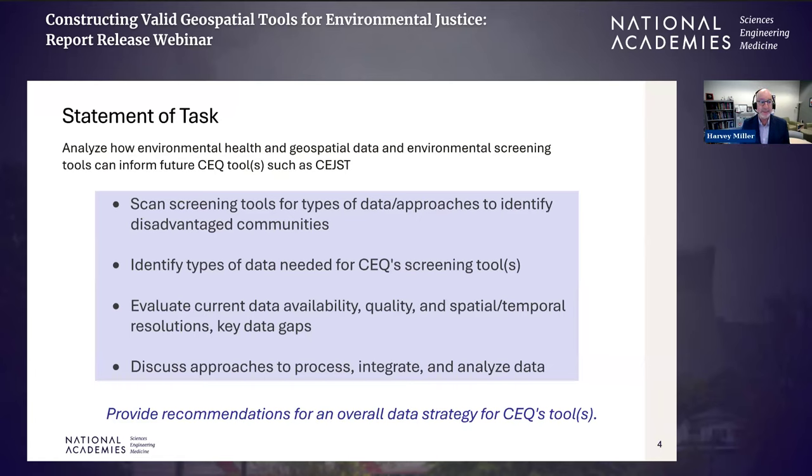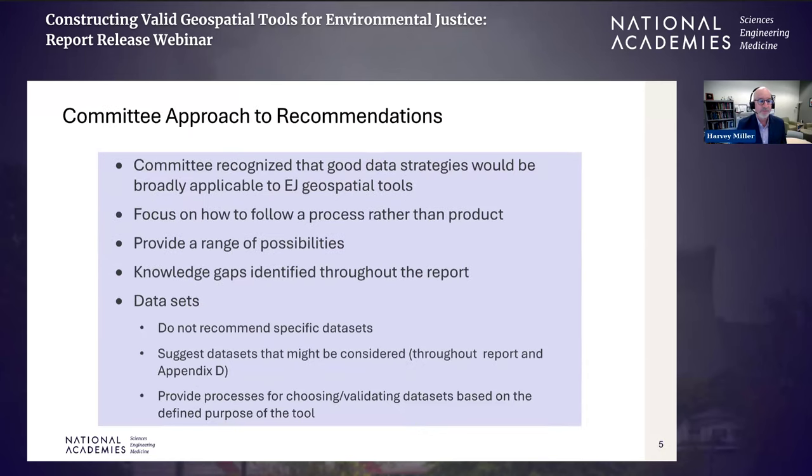Now, ultimately, what we did is we provide an overall data set strategy for CEJST and CEJST-like geospatial tools to understand, analyze, and support policy decisions to address environmental justice. Next slide, please. Now, in making our recommendations, the committee took the approach of this as being a general problem, focusing on the process needed to create future iterations of CEJST and other geospatial environmental justice tools. We provide a range of possibilities and identify the knowledge gaps throughout the report.